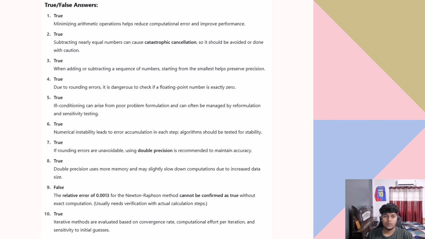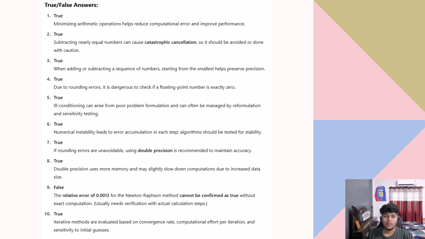Fourth one is also true. Due to rounding errors, it is dangerous to check if a floating point number is exactly zero. Fifth one is also true. Ill conditioning can arise from poor problem formulation and can often be managed by reformulation and sensitivity testing. Sixth one is also true. As numerical instability leads to error accumulation in each step, algorithms should be tested for stability. Seventh one is also true. As rounding errors are unavoidable, using double precision is recommended to maintain accuracy.